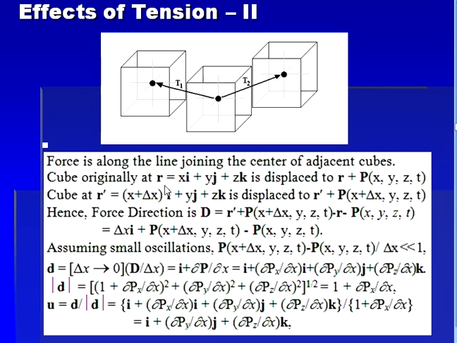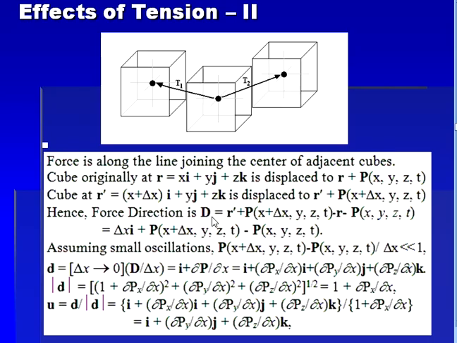Hence, the cube originally centered at R is displaced to R plus P, where P is evaluated at R, while the cube that's originally centered at R prime, which is delta x times i away from the cube at R, is displaced to R prime plus P evaluated at R prime.